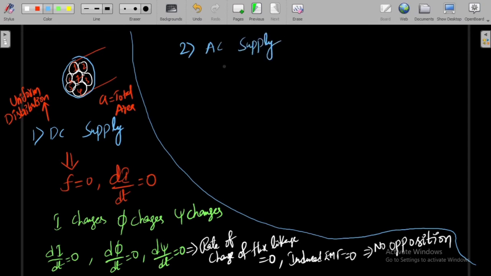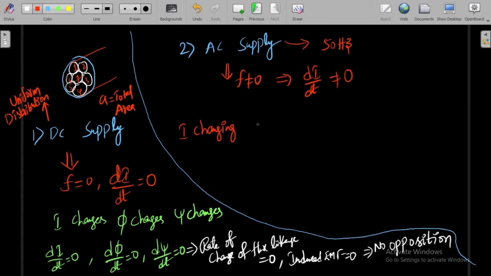Right? Here in AC supply the frequency is not equal to 0. There will be some frequency. If you take our electrical power frequency, it is 50 Hertz. So frequency is not equal to 0. It indicates that the current is changing with respect to time. So the rate of change of current is not equal to 0. As I is changing, it indicates phi is also changing, means the magnetic flux is also changing. It indicates flux linkage is also changing.